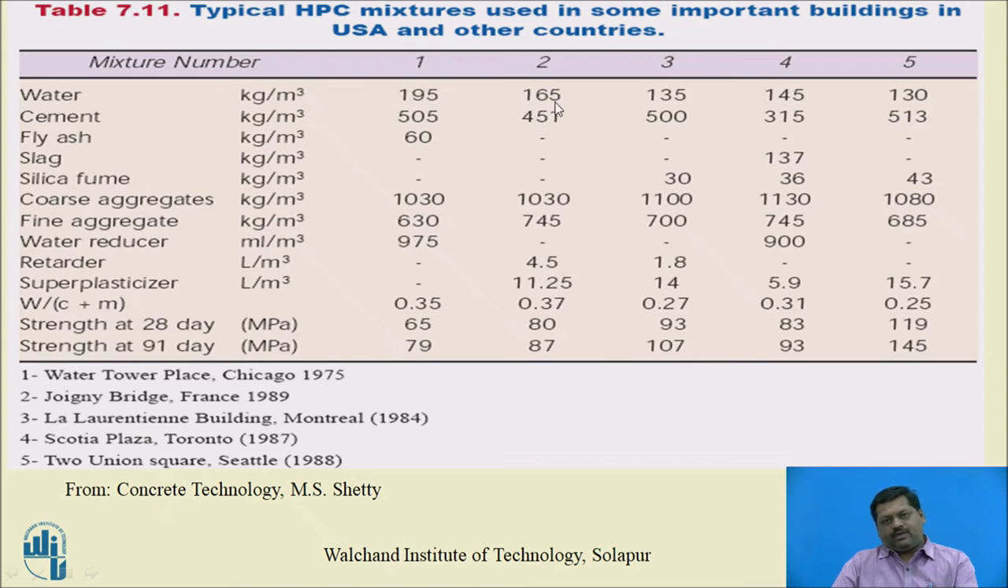Second mix you can observe here. These are the weights of these materials given. Just the difference in first and second is, water cement ratio is little increased, that is 0.37. Superplasticizer is used, retarder is also used. So the difference in first and second mix is use of chemical admixtures. Now the strength at 28 day for the second mix is 80 MPa, and at 91 day it is 87 MPa. So here you can see these five buildings which are constructed by HPC. Water Tower Place, Chicago, Joigny Bridge, France, and some other structures.